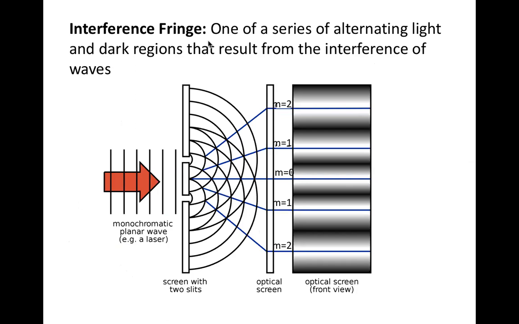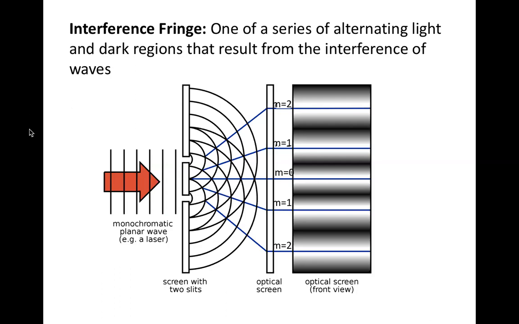The words are covered by my recording tools, so I just have to see what I'm looking at here. Oh yeah, interference fringe. The definition is one of a series of alternating light and dark regions that result from the interference of waves.